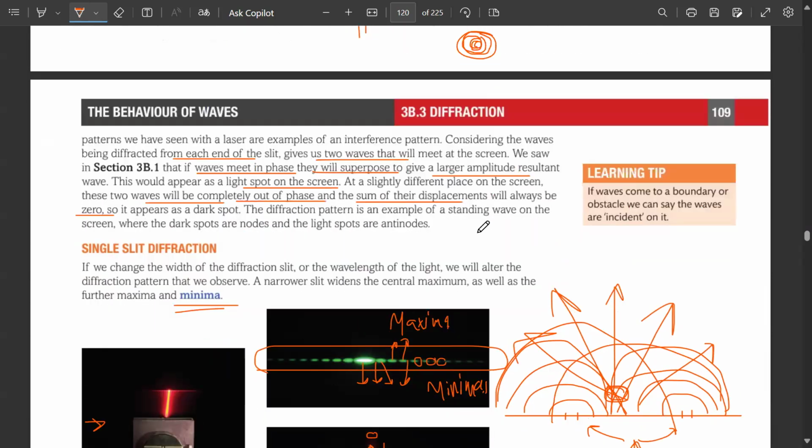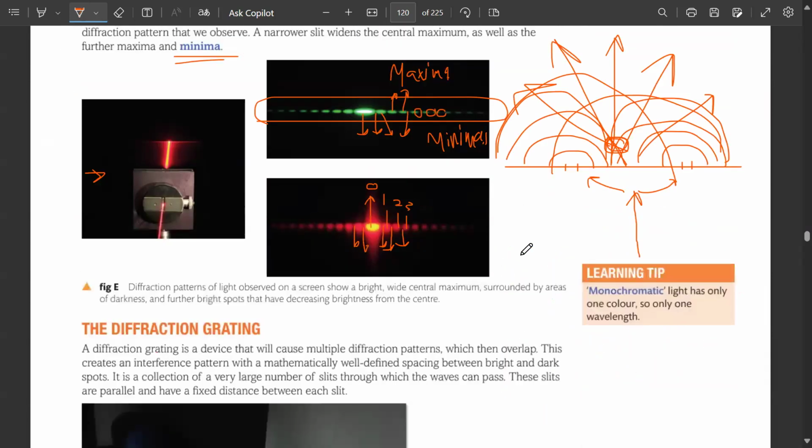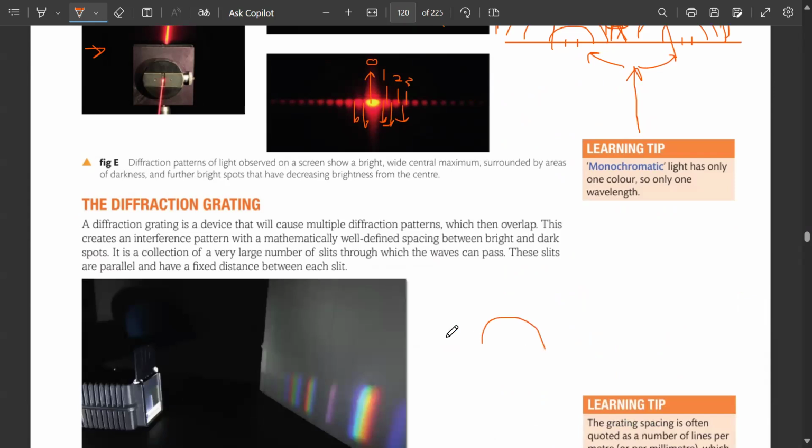Now, where does maxima occur? Right. Because now there are two waves that have integrity. Okay, you have these two waves, and this is another wave, and this is another wave. Now at some points, the waves are going to superpose constructively. That's the point where they will show maxima.